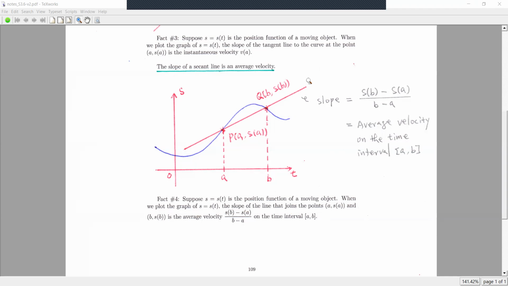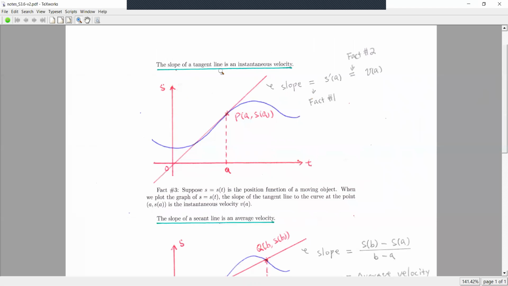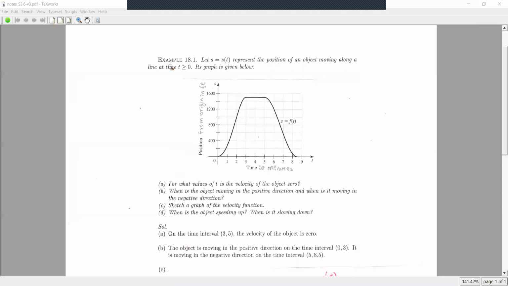So in conclusion, the slope of a tangent line is an instantaneous velocity. The slope of a secant line is average velocity. Here are some examples. Example 1.